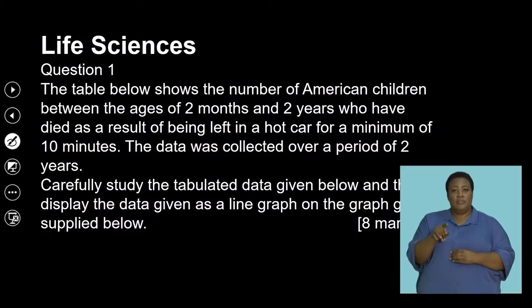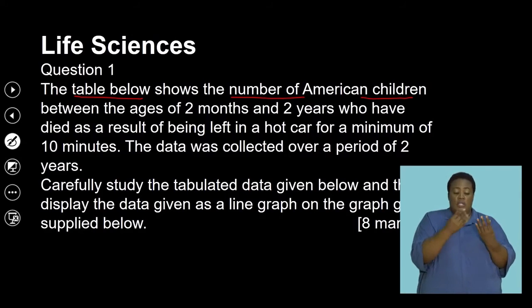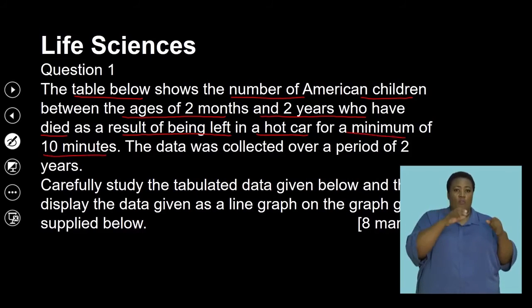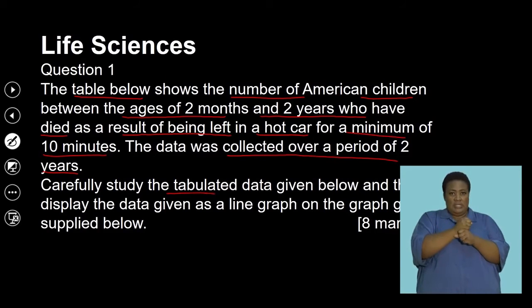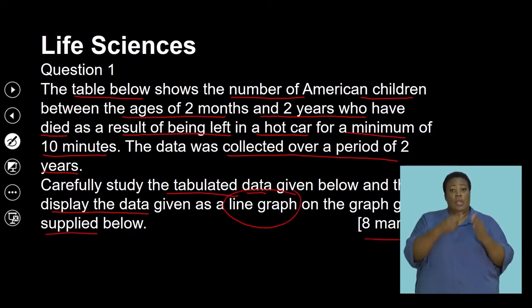So the question is, the table below shows the number of American children between the ages of 2 months and 2 years who have died as a result of being left in a hot car for a minimum of 10 minutes. The data was collected over a period of 2 years. Carefully study the tabulated data given below and then display the data given as a line graph on the graph grid supplied, and this is an 8-mark question.